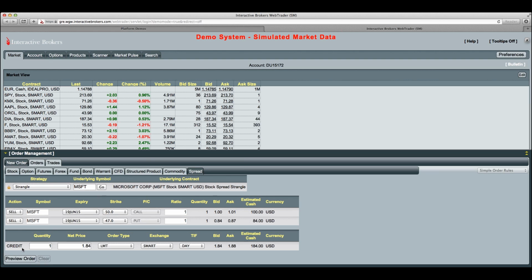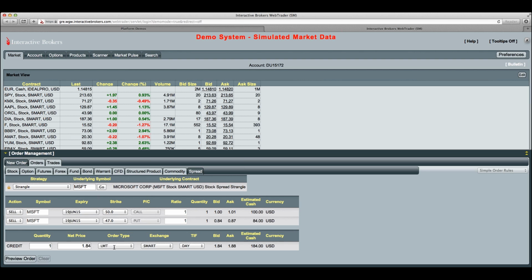So the next line is your order screen really. It's a credit spread. It's a quantity of one and our net price is 184. So we're going to get $184 in per contract because options are bought and sold in contracts and one contract controls 100 shares of stock.